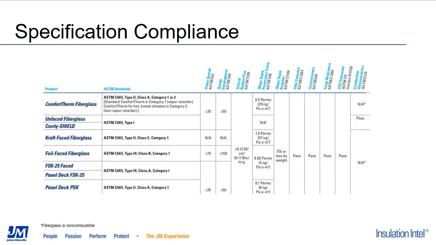And then finally, for this section of fiberglass, we'll talk quickly about our specification compliance. So this is a summary of the fiberglass portfolio products and the specifications they meet. These are typical tests determined by ASTM C665 and our third-party tested Underwriters Laboratory. Our fire testing shows flame spread at less than 25 and smoke developed at less than 50 for unfaced, Comfort Therm, and Cavity Shield. JM fiberglass insulation is formaldehyde-free, and that's evident by our VOC emissions column towards the middle right. And finally, at the very end, as mentioned previously, our fiberglass insulation is non-combustible, and you can see that detailed in the last column there.